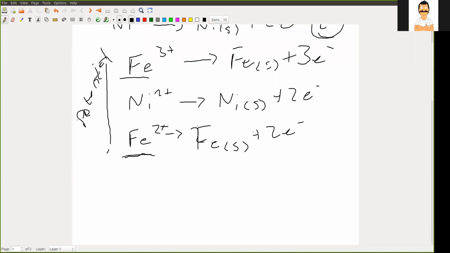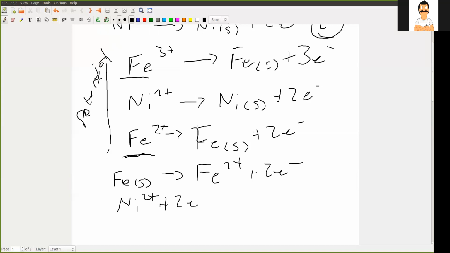And we can actually write out the equations for this. Because the iron will be reducing nickel 2 plus, what will happen is that iron solid, we will have to rewrite it in the oxidation direction. So Fe goes to Fe2 plus plus 2 electrons. And then we would add that to the nickel 2 plus plus 2 electrons yields nickel solid.